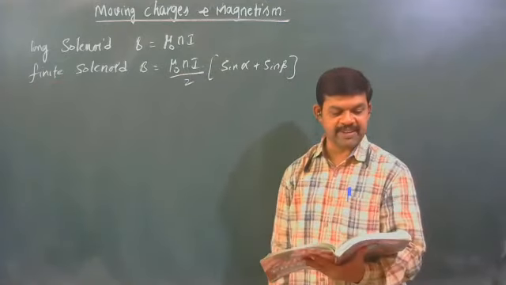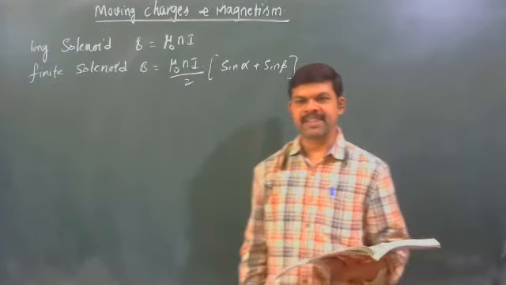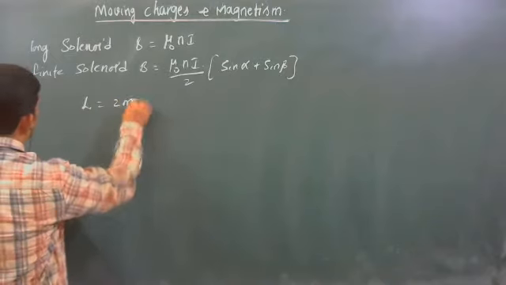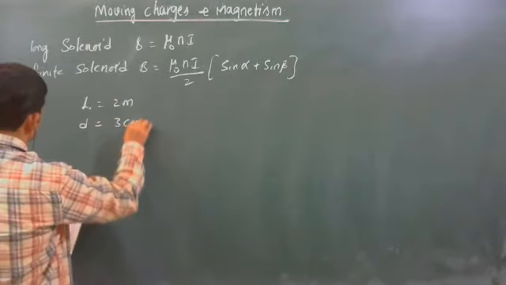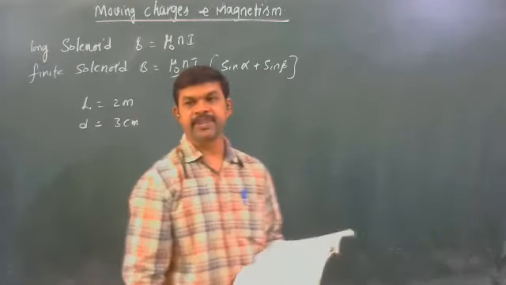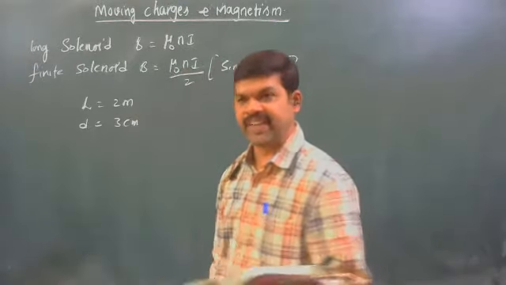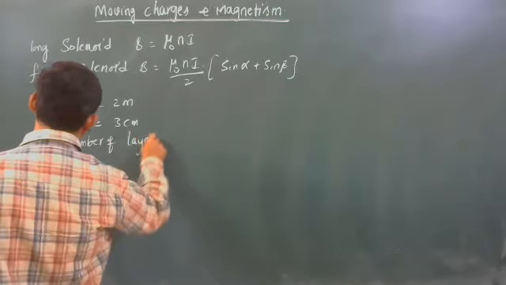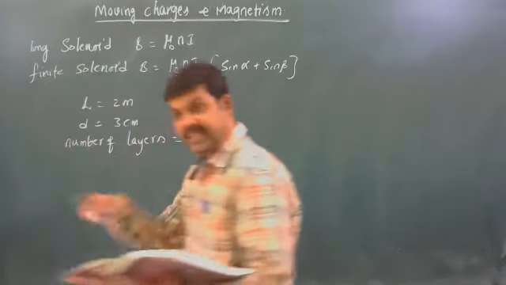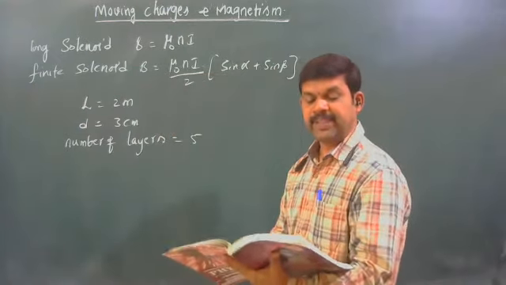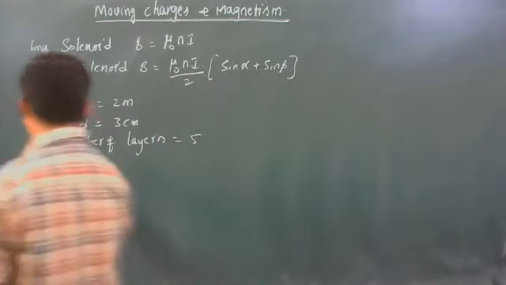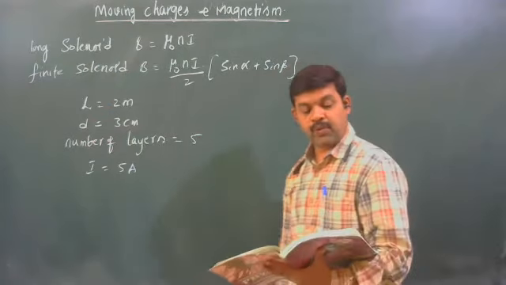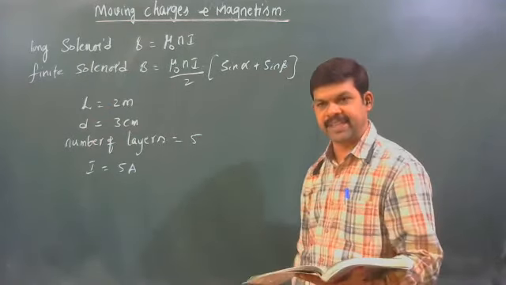A solenoid of 2 meters long and 3 centimeters in diameter has 5 layers of windings, carrying a current of 5 amp. Find the intensity of magnetic field at the center.